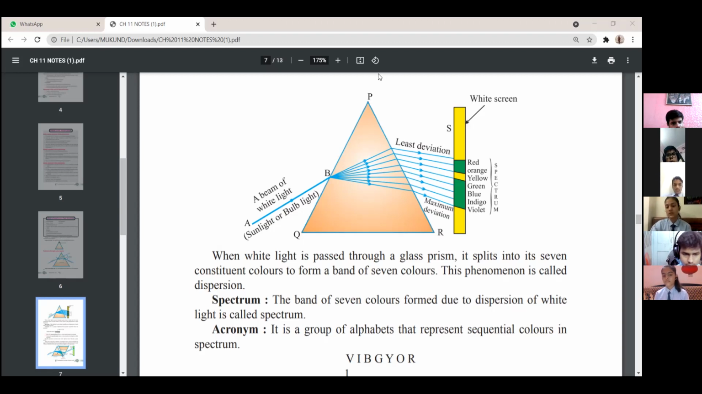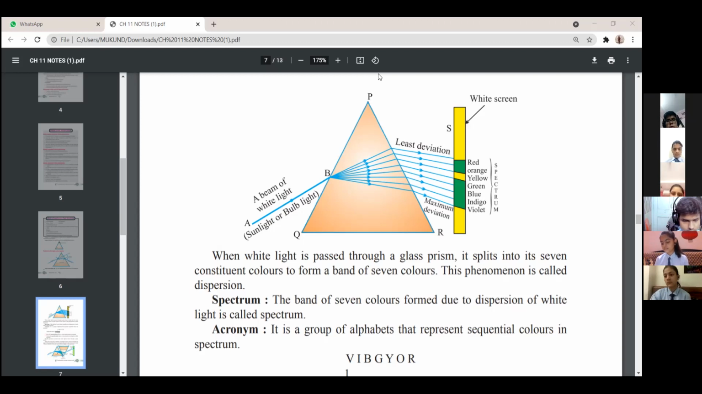Least. Will it be deviated more or least? It will be deviated least. डेविएशन का least क्या मतलब है? अपने पास से डेविएट होना, अलग हो जाना.